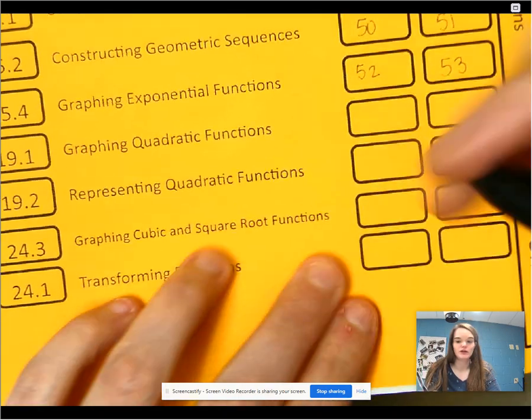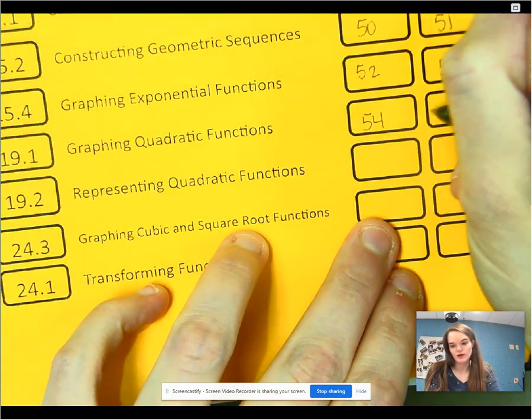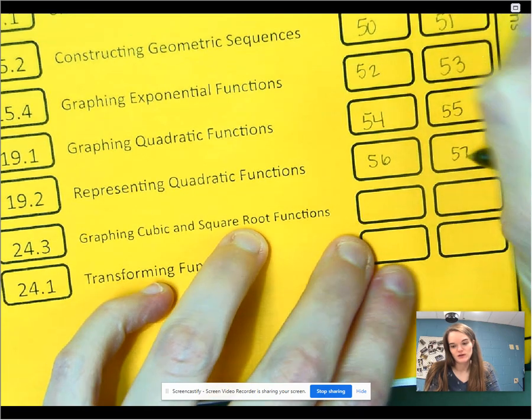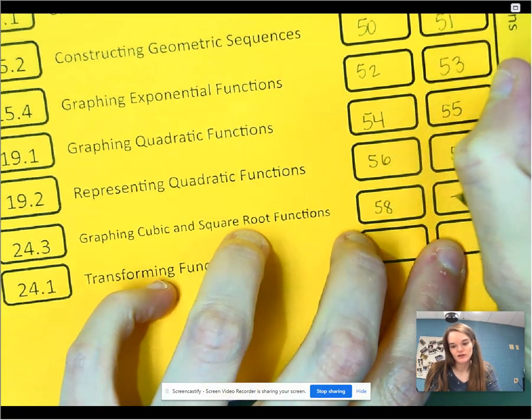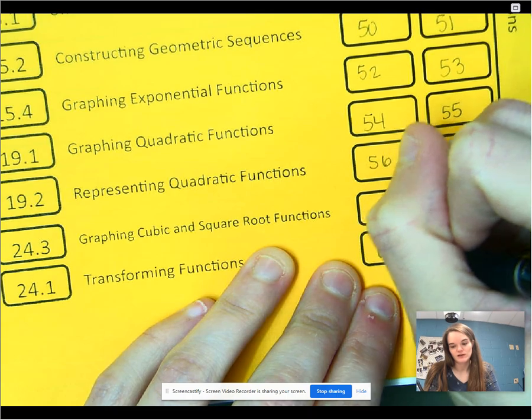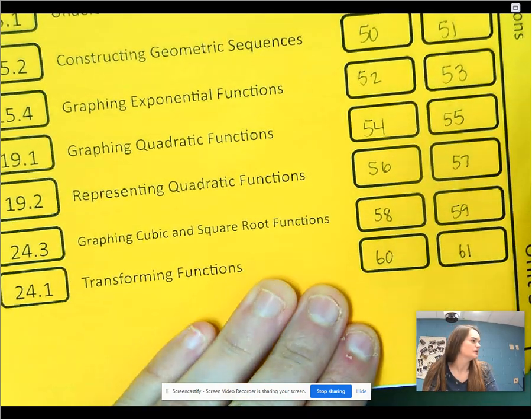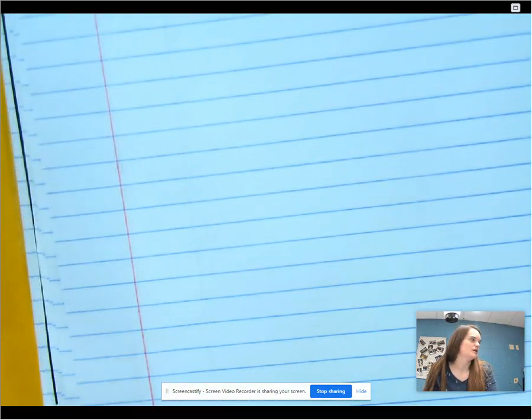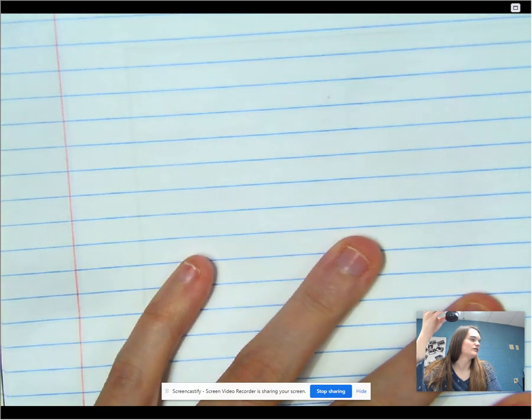We need to fill out all this. This was 54 and 55. This was 56 and 57. 58, 59, and today 60, tomorrow 61. Okay, so we need to fill out that tab. So we're going to label it 24.1 transforming functions. And I know technically we went backwards, but we're going to be talking about all the different types of functions.